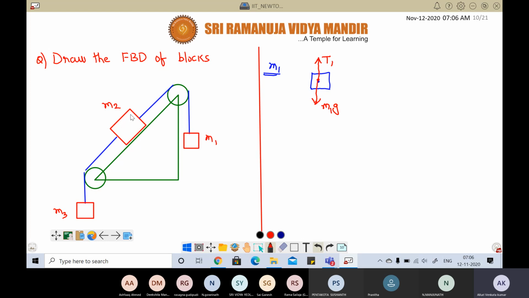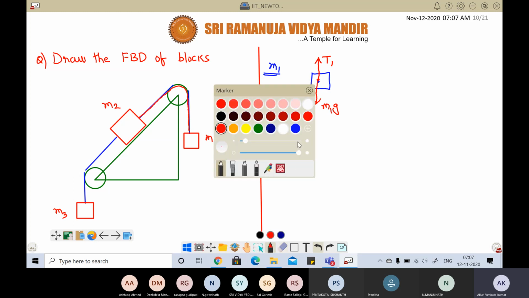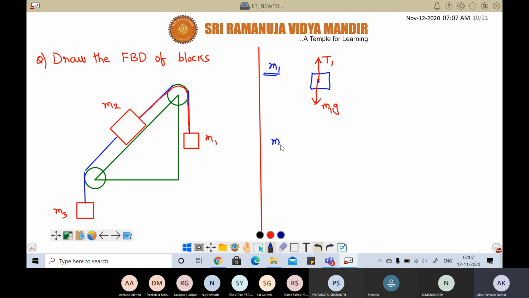Now this is only one string, a continuous string, which is connecting blocks M1 and M2. Since they are asking us only to draw the free body diagrams, we don't need to solve. If they ask us to find the tensions and acceleration, then we'll assume this block is going downwards or upwards, it's up to you. In the final answer, if it comes out positive, our assumption is correct, and if negative, then our assumption is wrong. So this is the free body diagram of block M1.